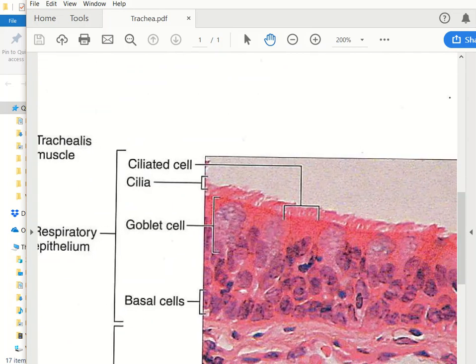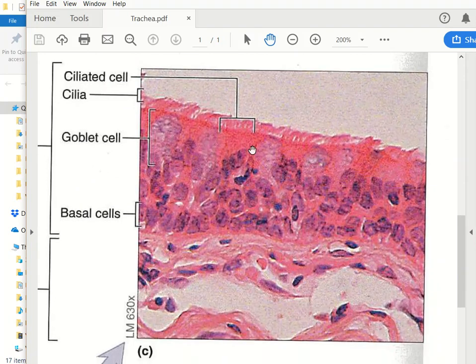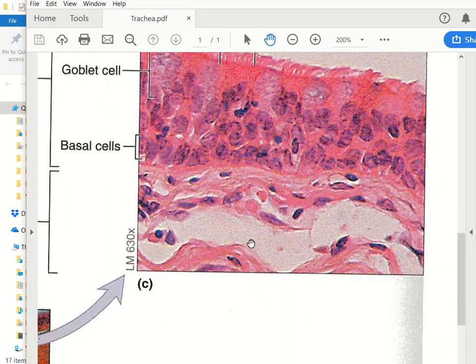Okay, so then let's go over here for a little bit of a close-up of a histological slide of the trachea. So here we see a nice close-up of the cilia. We see our nice big goblet cells in the epithelial layer. We see our basement membrane, and then our lamina propria down here.